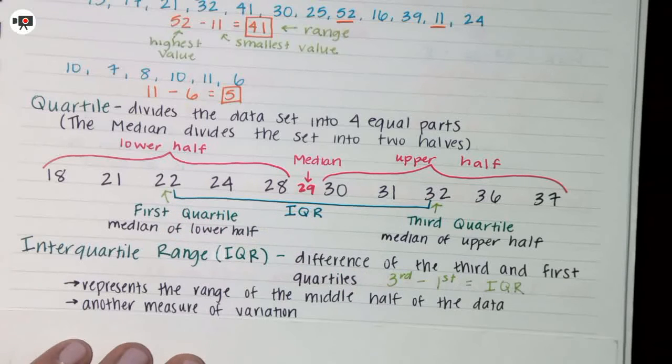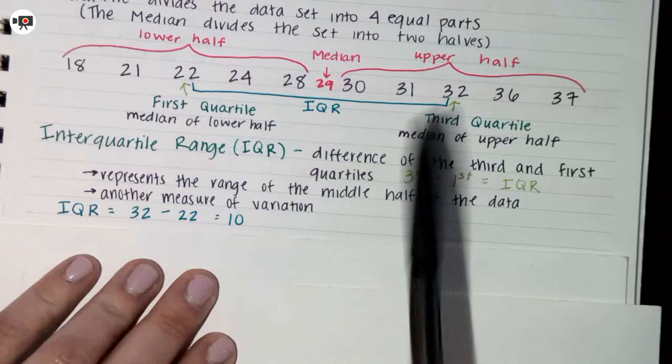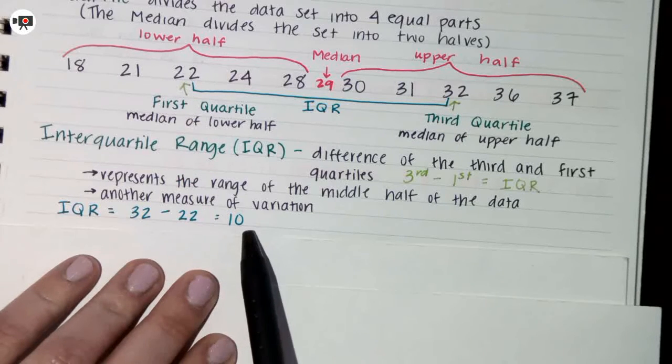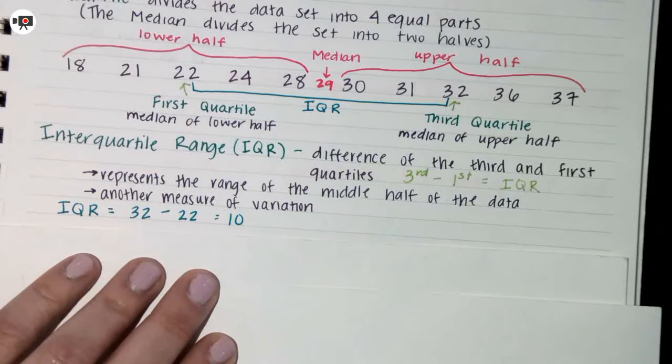That shows what the middle half of the data is. It is another measure of variation. So to find the IQR of this data set, I would do 32 minus 22, which is 10. So the middle half of my data set varies only by 10.